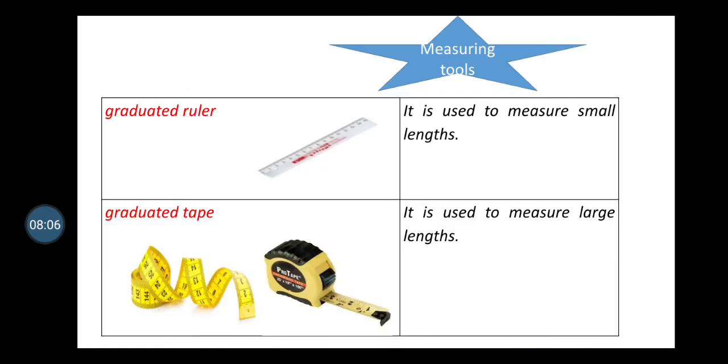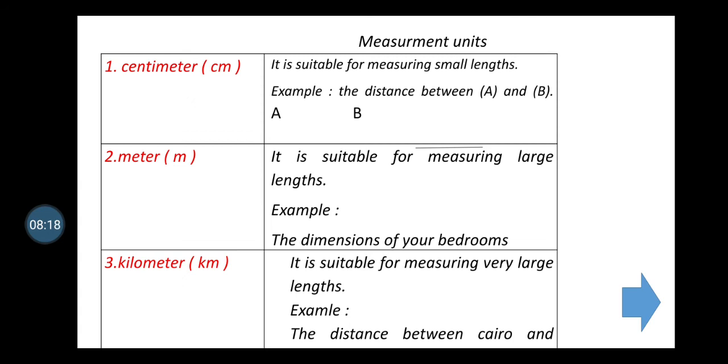About the measurement tools, we call it a graduated ruler because it is divided into numbers, so it is used to measure small lengths. The graduated tape is used to measure large lengths. About the units, we use centimeter for the distance between two points or for small lengths, meter for large lengths, like the distance of your room, and kilometers, like the distance from Alex to Cairo, for very large lengths.